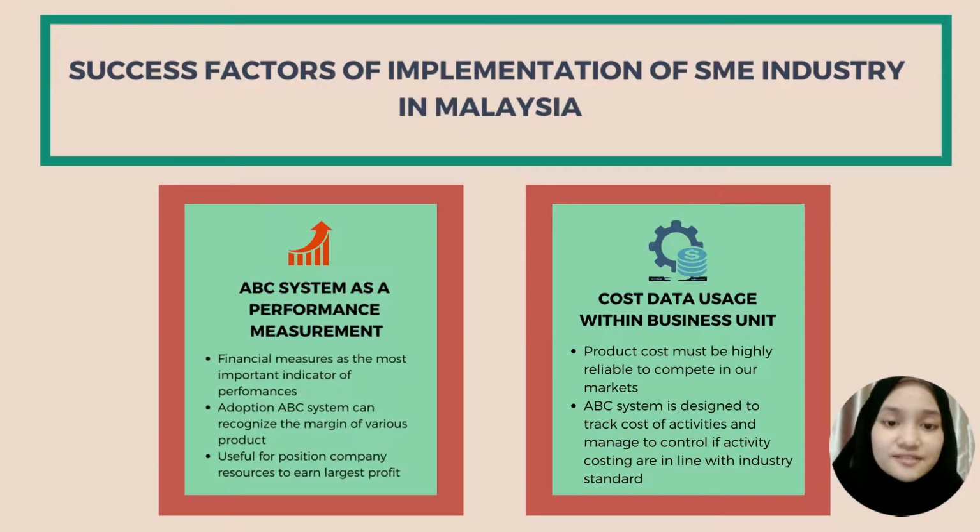So, the last success factor in SME industry is the cost data usage within business unit. It means the product cost must be highly reliable to compete in our market. So, as we all know, ABC costing system uses multiple cost drivers. So, ABC system is designed to track cost of activities and manage to control the activity costing, whether it is in line with the industry standard. When the company implements and adopts ABC costing system, it is an excellent feedback tool when it comes to cost data usage.